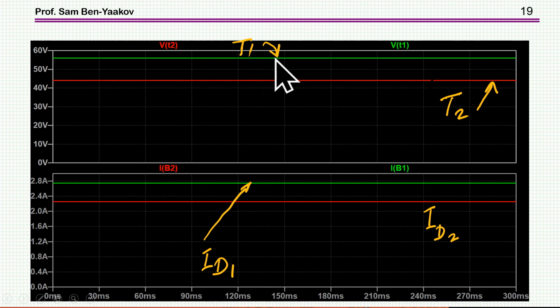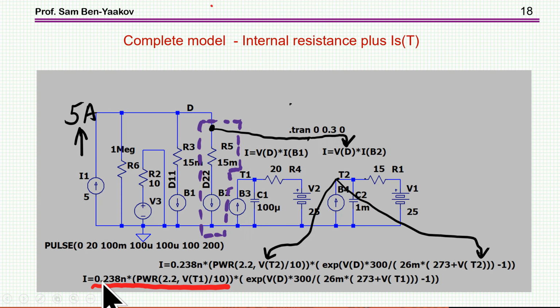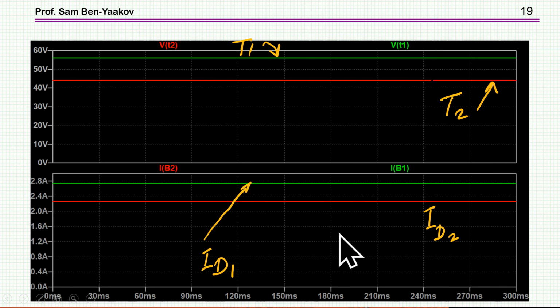So this reversal of behavior can be attributed to the fact that we have now actually positive feedback, because with this temperature dependence, the higher the temperature, the higher the current, which is opposite the effect of this term here. So we are experiencing sort of a positive feedback, but as we can see, the system is still stable, the loop is stable, and the currents are pretty much the same.